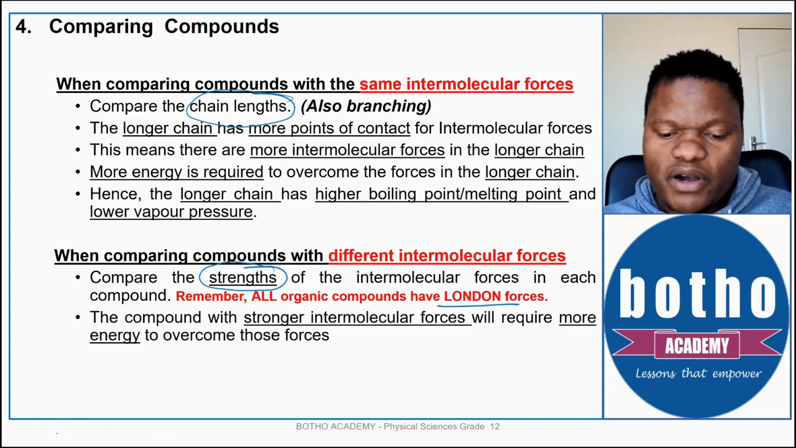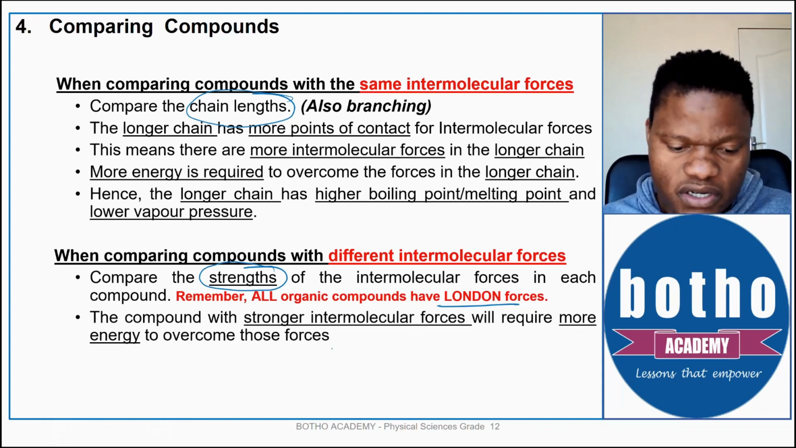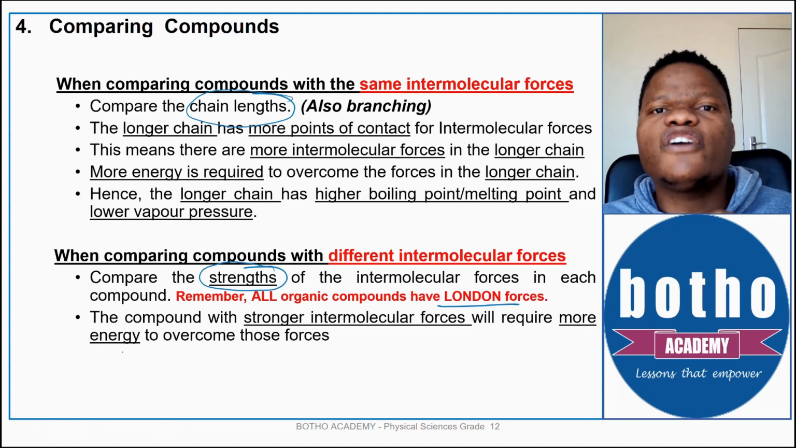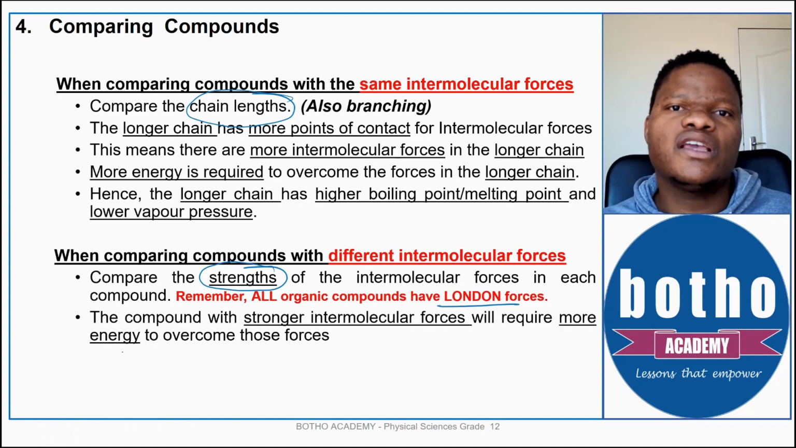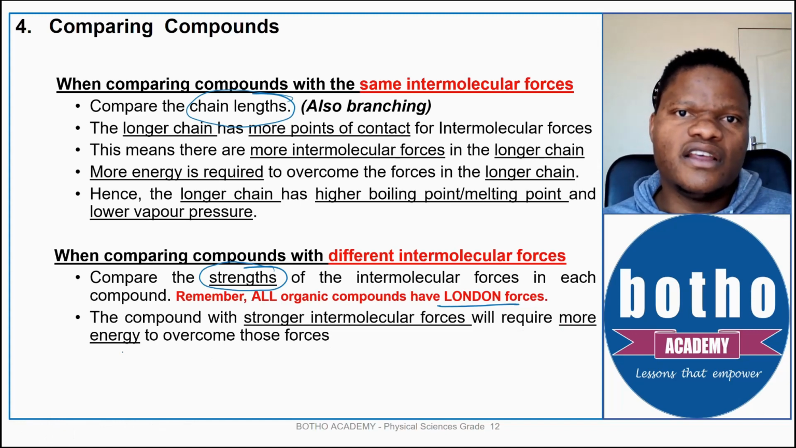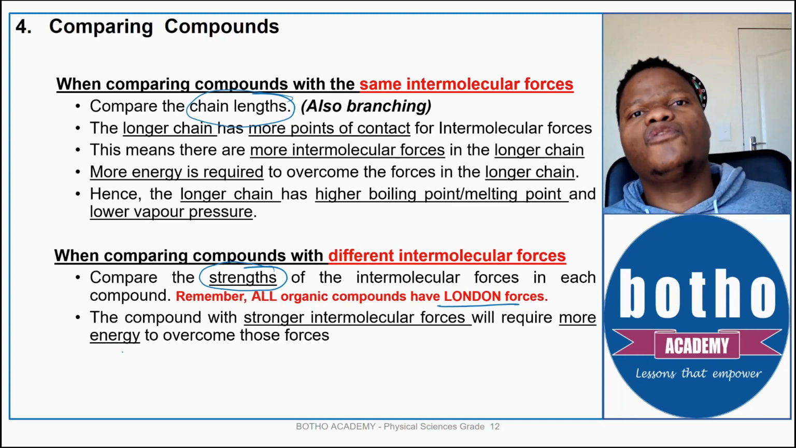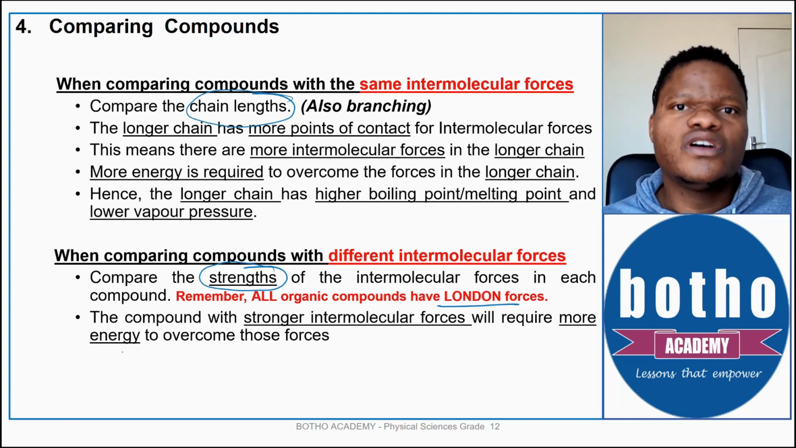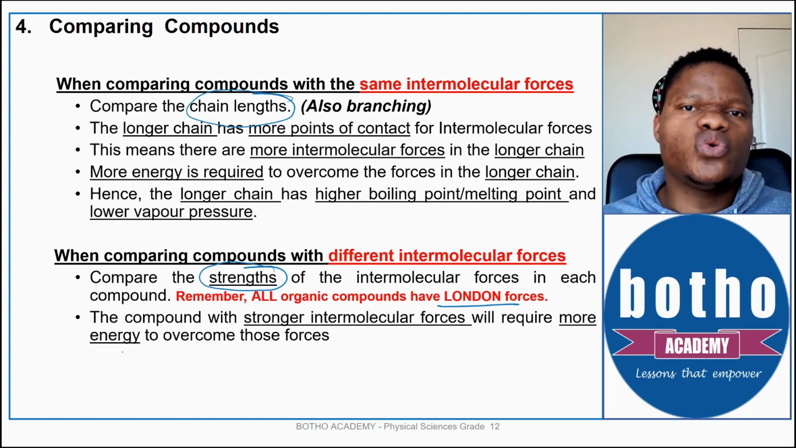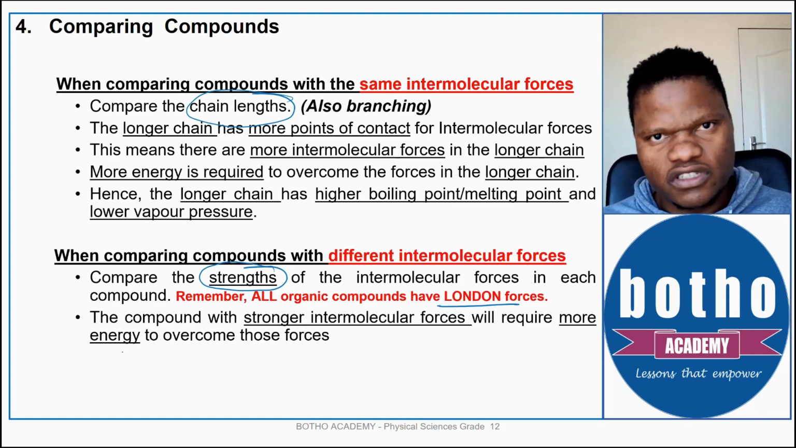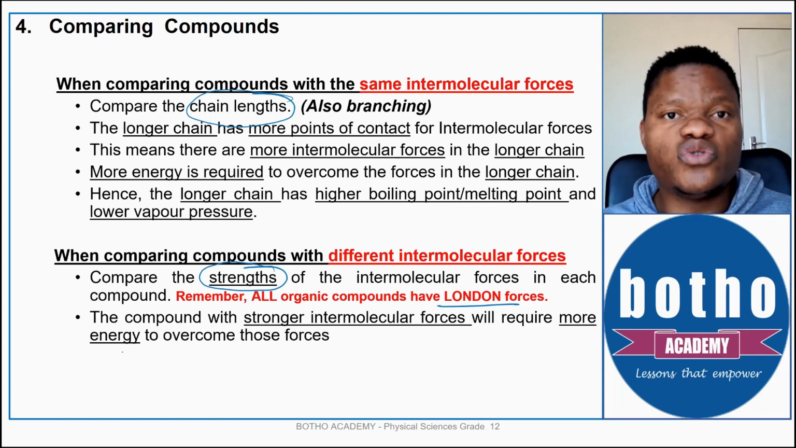So the compounds with stronger intermolecular forces will require more energy. This one you have to mention. You don't just jump from saying this one has a London force and the other one has hydrogen bonds, therefore this one will have a higher boiling point. No, you have to mention the energy required to overcome the type of intermolecular forces which you've already identified. You have to mention them.